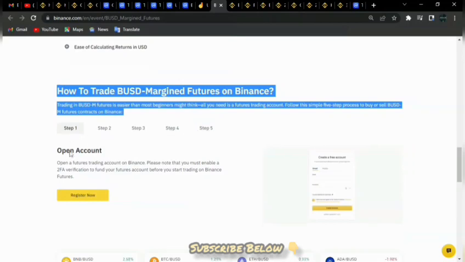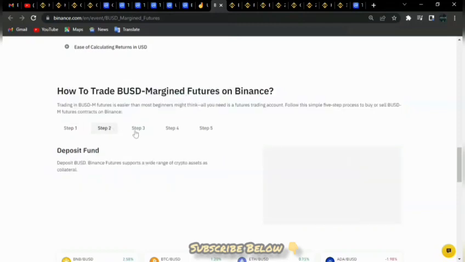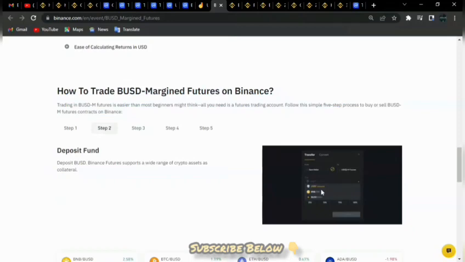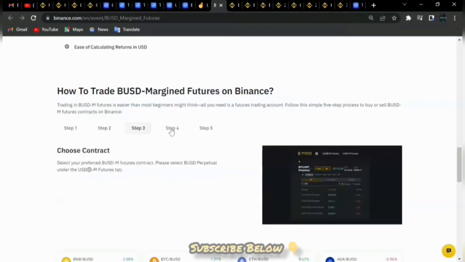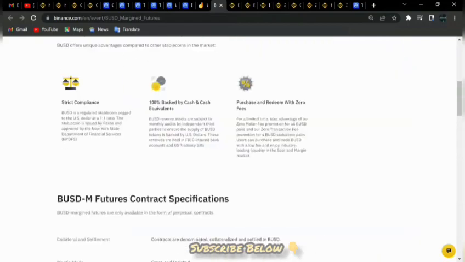All you need to do is to open an account, complete your 2FA. Step 2, it says here, deposit and fund your account. Step 3, choose a contract. Step 4, and more. But guys, let's just go over the basic concepts.